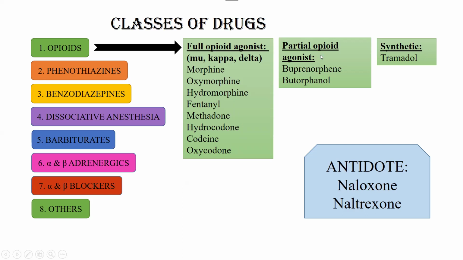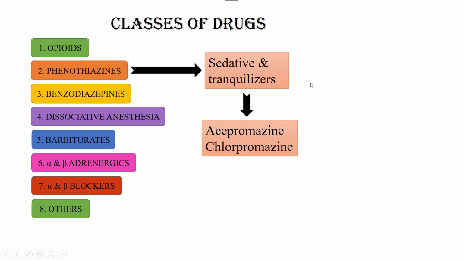Then there are partial opioid agonists, that are buprenorphine and butorphanol. Then we have a synthetic one that is called tramadol. And the antidote for opioids is naloxone or naltrexone.